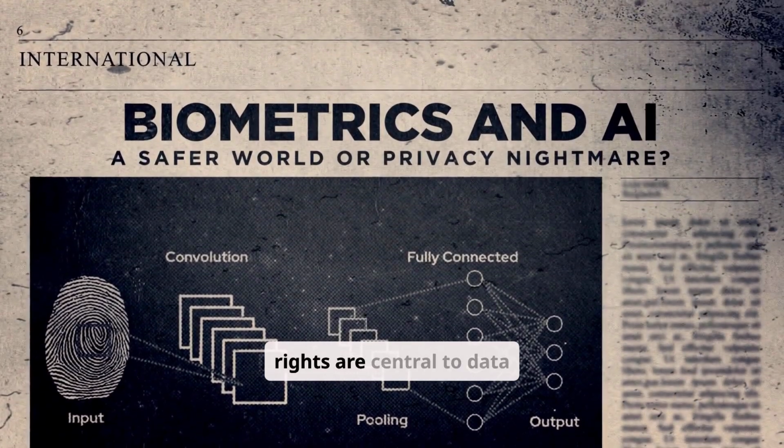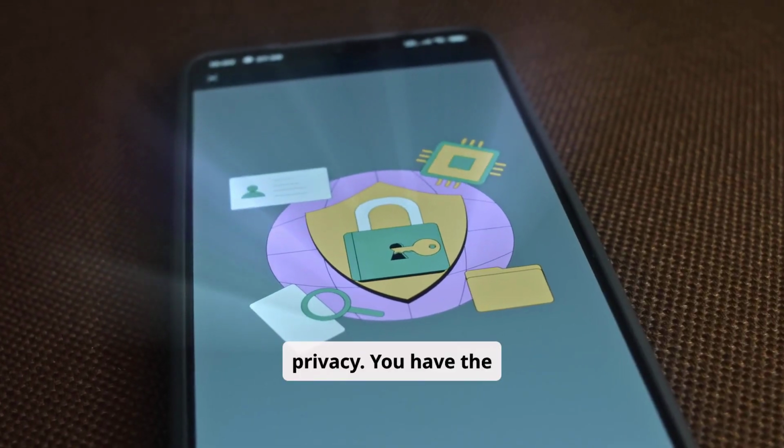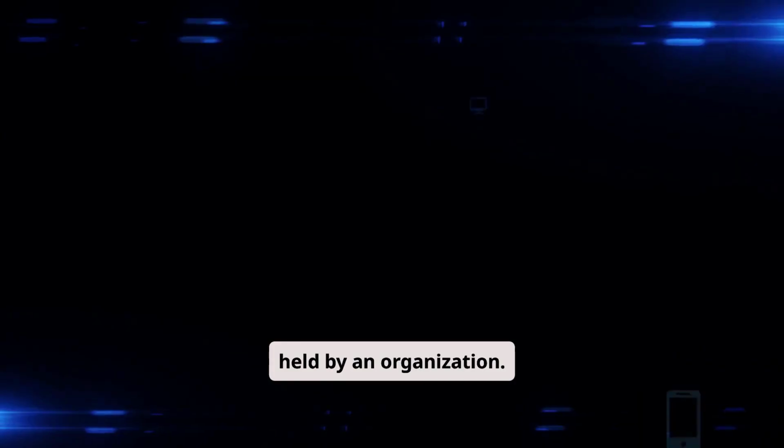Finally, individual rights are central to data privacy. You have the right to access your personal data held by an organization.